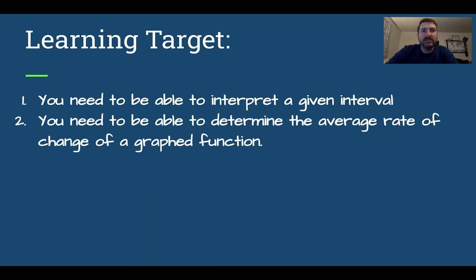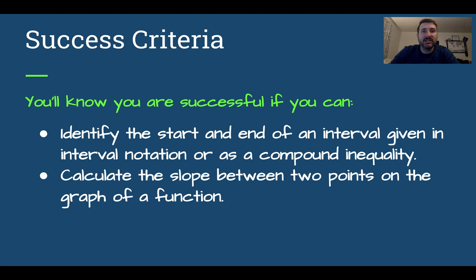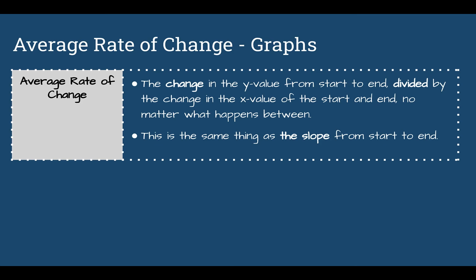After this lesson, you need to be able to interpret a given interval, and you need to be able to determine the average rate of change from a graphed function. You'll know you're successful after this lesson if you can identify the start and end of an interval given in either interval notation or as a compound inequality, and if you can calculate the slope between 2 points on the graph of a function.